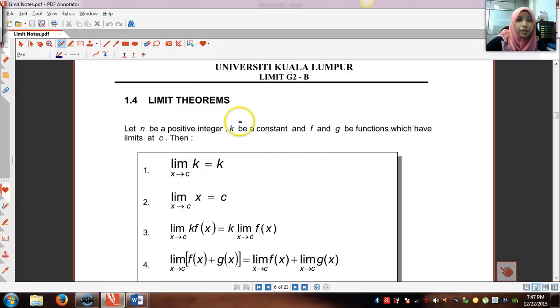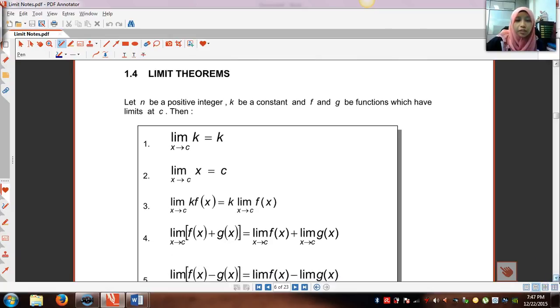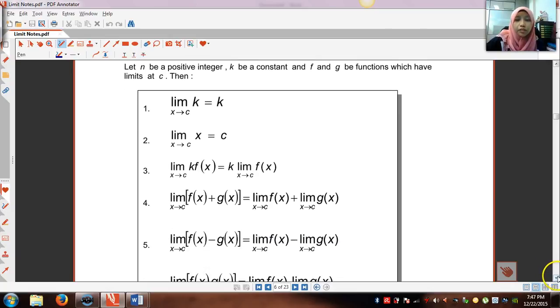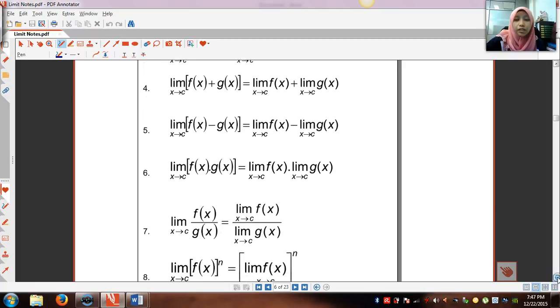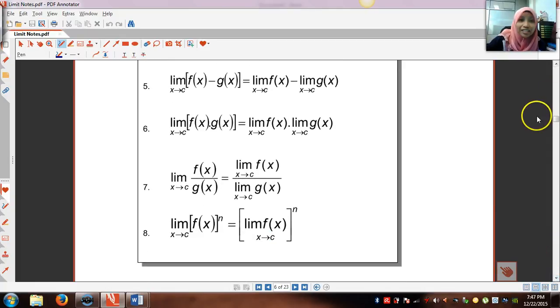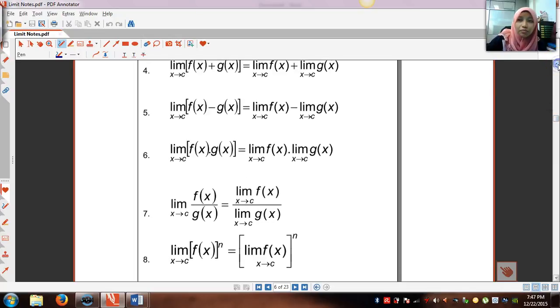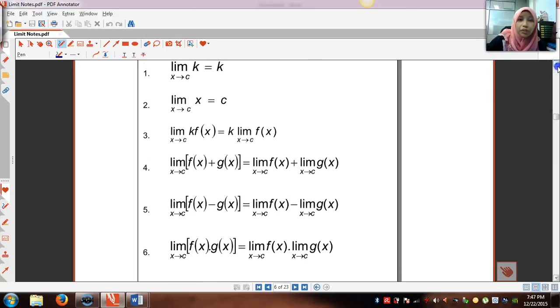So we have limit theorems. We have around 8 limit theorems to discuss today. Okay, first of all, we have this.